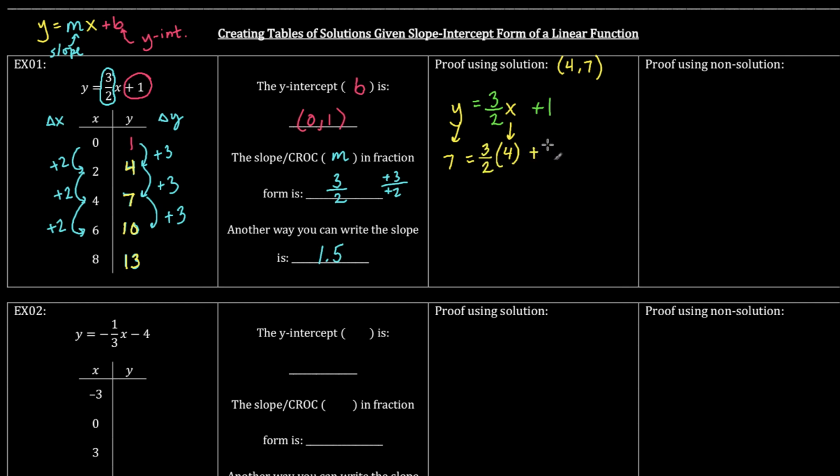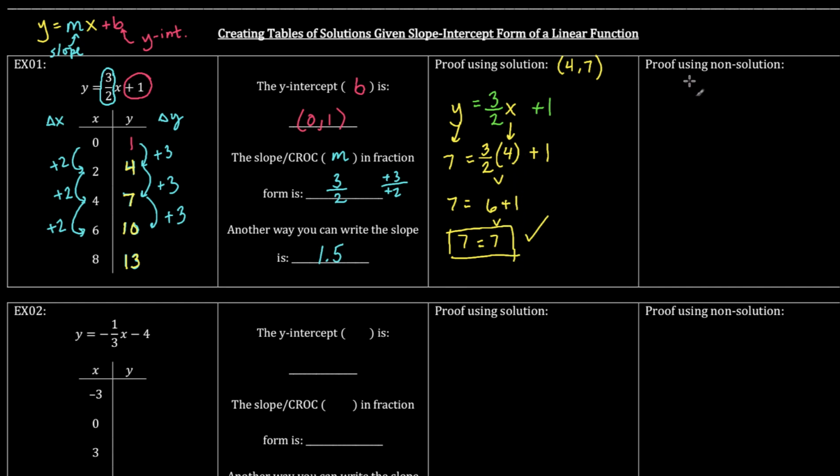So 7 equals 3 times 4, which is 12. 12 over 2 is 6, and then plus 1. And 7 does, in fact, equal 7. That is a solution.